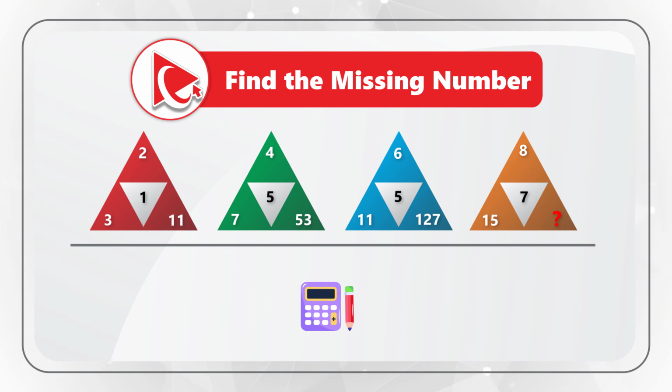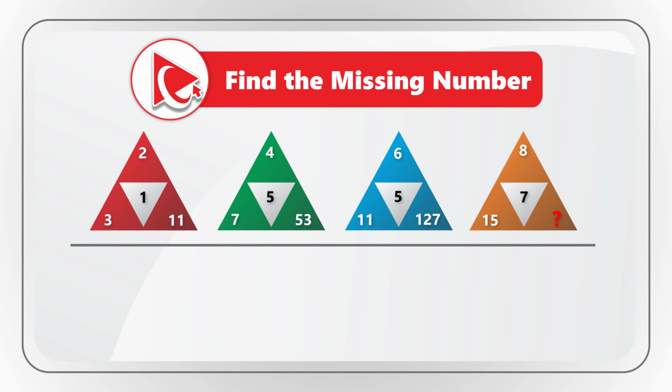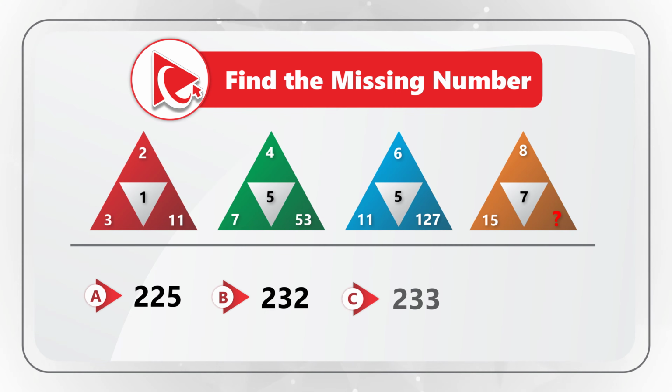One tip for you is that you do not need to guess the number, but rather you need to calculate it. And you need to select the calculated number out of 4 different choices. Choice A, 225. Choice B, 232. Choice C, 233. And then last but not least, choice D, 240.